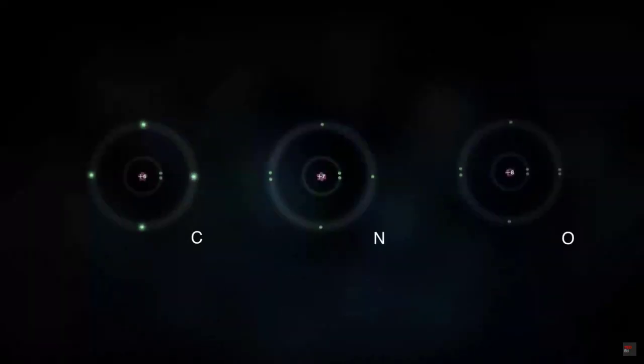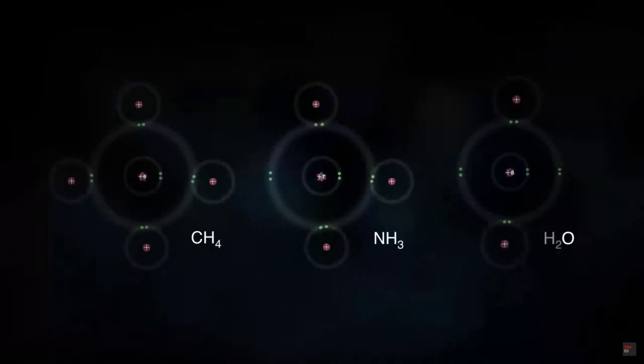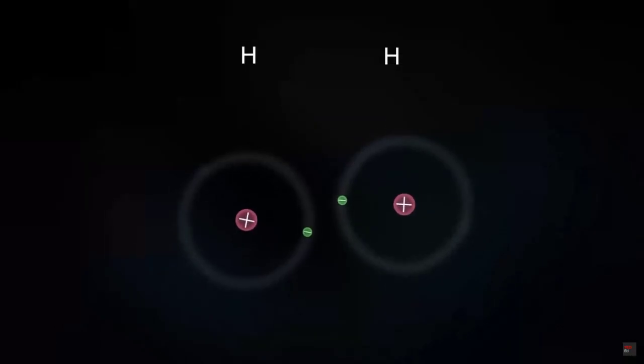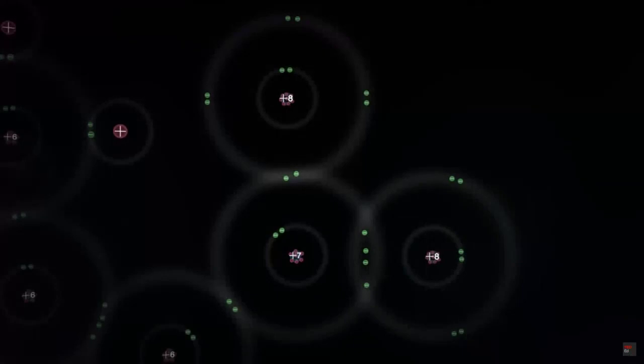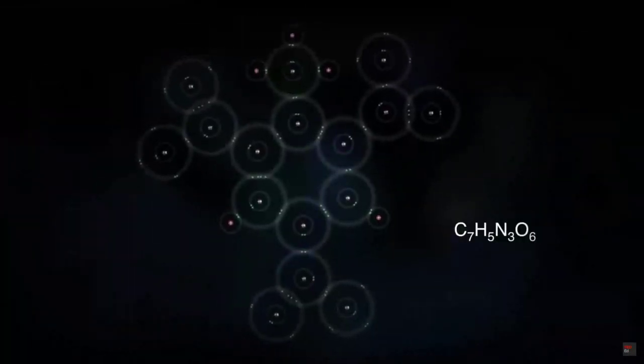Carbon has 4 electrons that are free to bond, nitrogen has 3, oxygen 2. So carbon is likely to form 4 bonds, nitrogen 3 and oxygen 2. Hydrogen only has 1 electron, so it can only form 1 bond. In some special cases, atoms can form more bonds than you'd expect, but they'd better have a really good reason to do so, or things tend to fly apart.